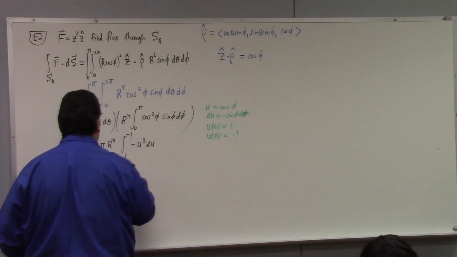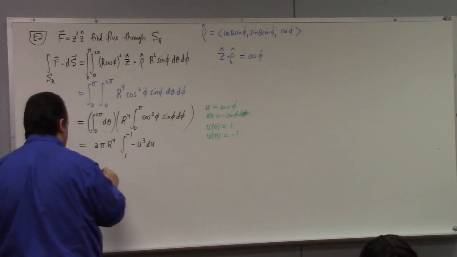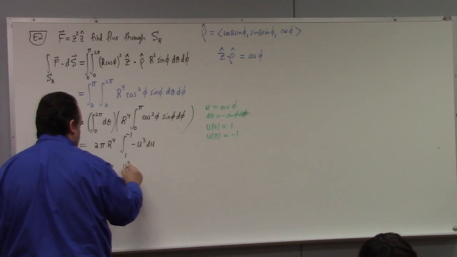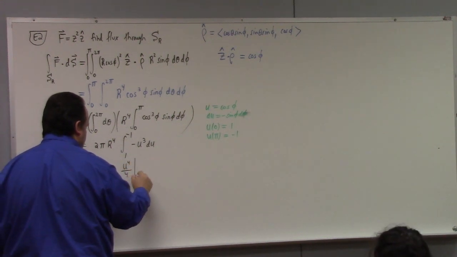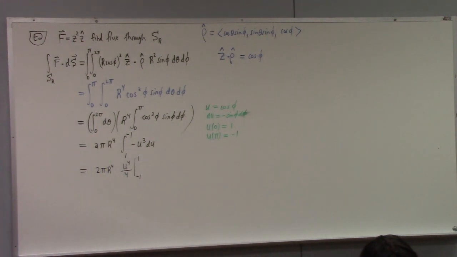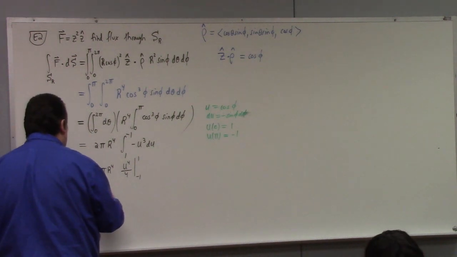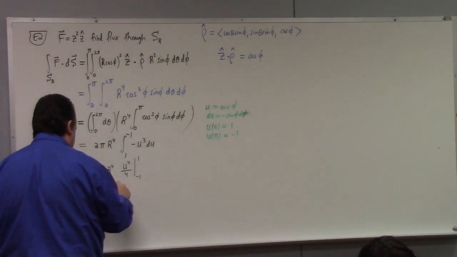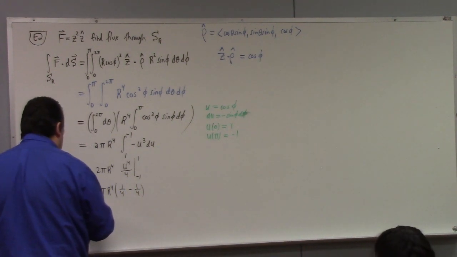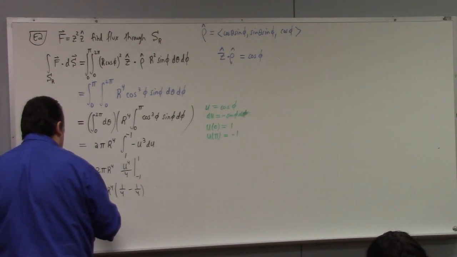du, which of course we can trade for 2 pi r to the 4th. That integrates to u to the 4th over 4, evaluated from minus 1 to 1, so I flip the bounds and absorb the minus. The larger point here is we get 2 pi r to the 4th times 1/4 minus 1/4, also known as 0.